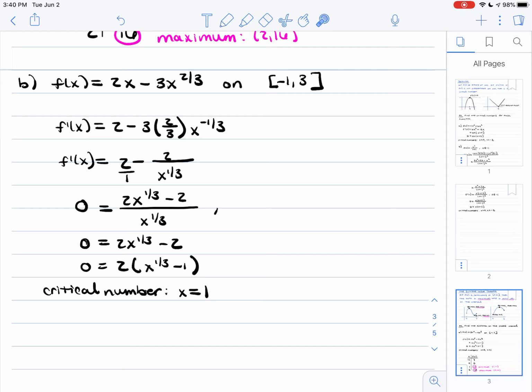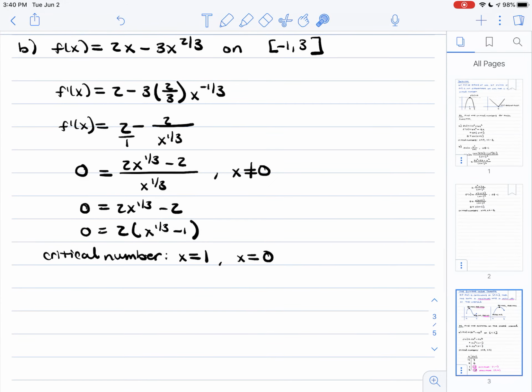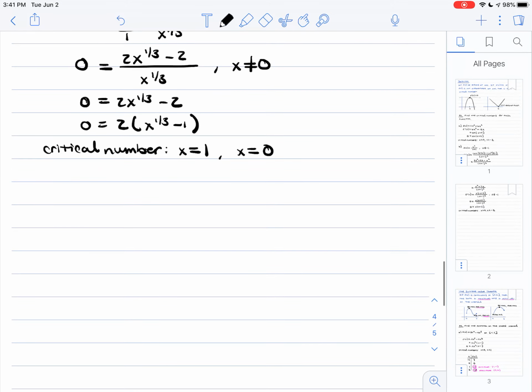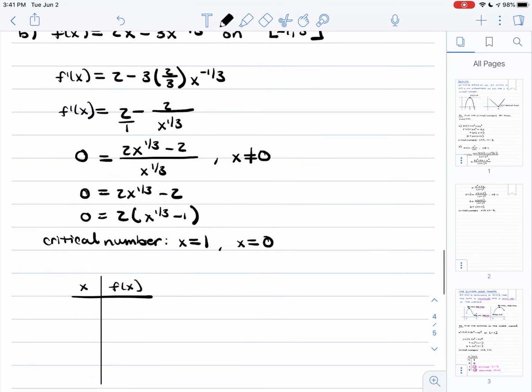Now the other thing we need to think about, though, is where our derivative function is undefined, which in this case, looking at our denominator here, we can see that this is undefined at x equals 0. And looking back up at the original function, this doesn't have any domain restrictions, which means x equals 0 is also a critical number. Okay, so we have 2 critical numbers. Now we want to check both critical numbers along with both of the endpoints back in the original function to see which one's a max and which one's a min. I'm going to make a little table again. Checking these back in the original function.